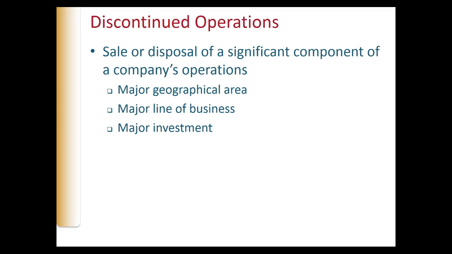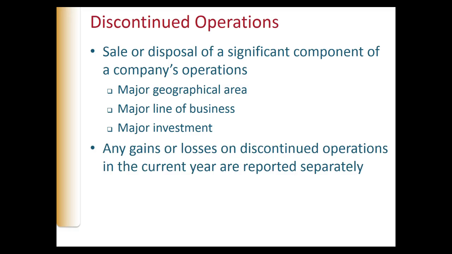Based on a recent FASB standard, only disposals of businesses representing strategic shifts that have a major effect on an organization's operations and financial results are reported in discontinued operations. Examples include a disposal of a major geographical area, a major line of business, or a major investment in which the company has significant influence.